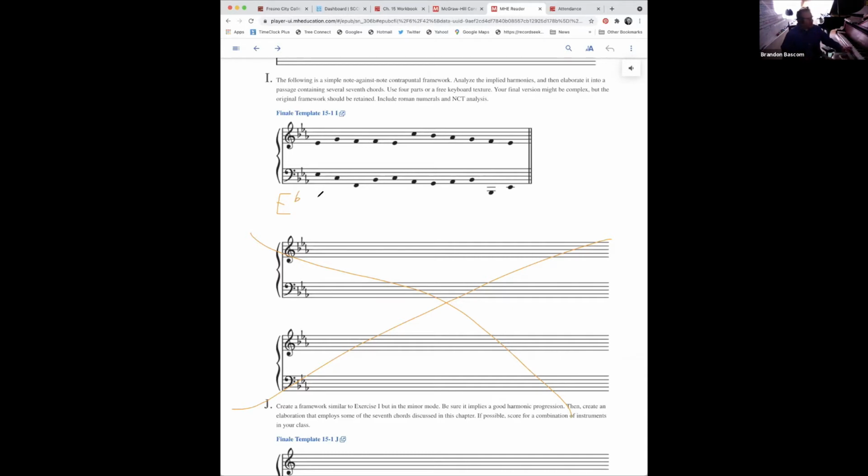Can I change my mind? I just want you to fill it in. I don't want you to worry about the NCTs, but I want you to fill in the 4 part, yeah? So 1 chord here, yeah. 5 chord. Going to 1 chord to the end, yeah.